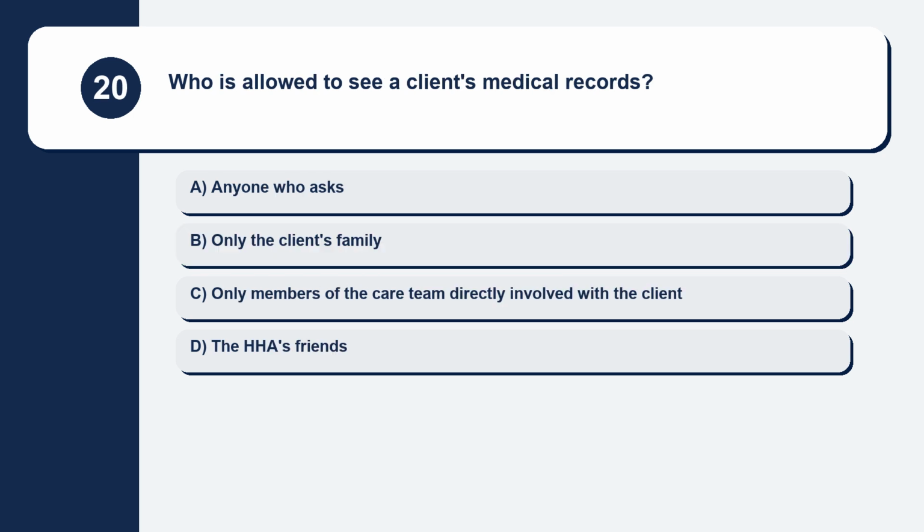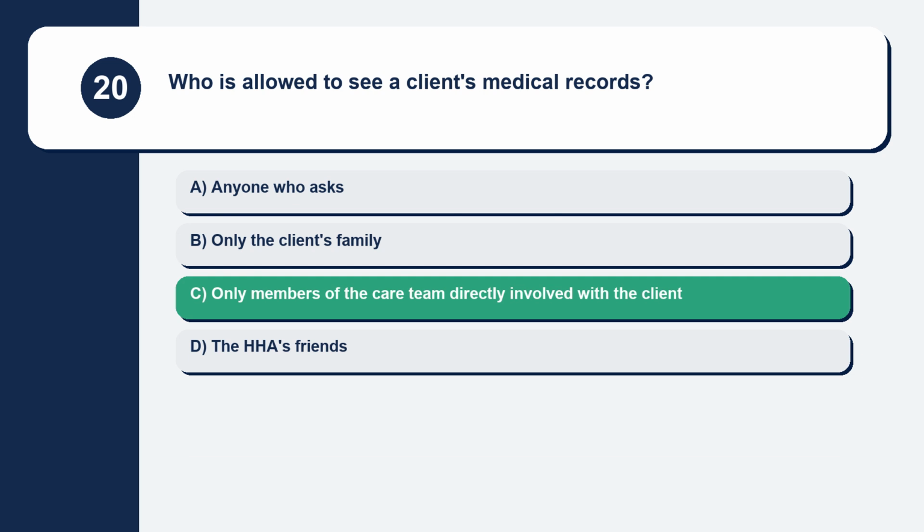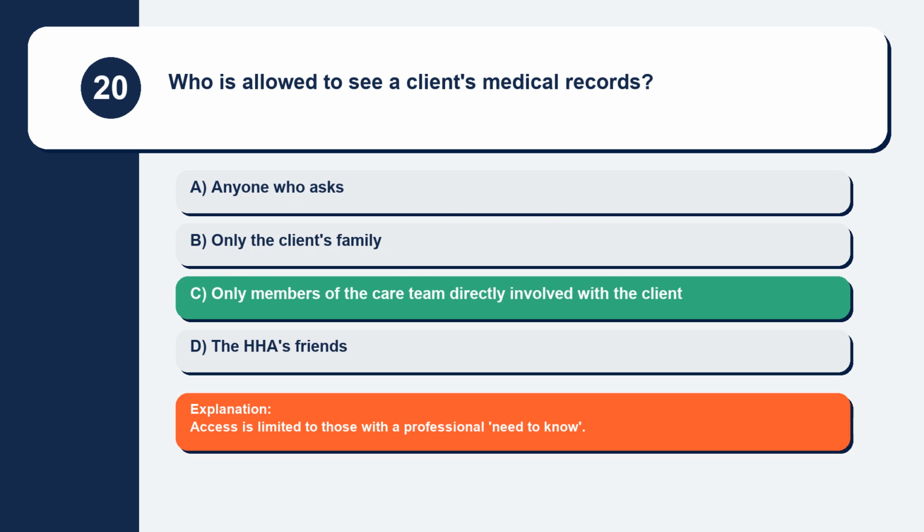Question 20. Who is allowed to see a client's medical records? Anyone who asks. Only the client's family. Only members of the care team directly involved with the client. The HHA's friends. Access is limited to those with a professional need to know.